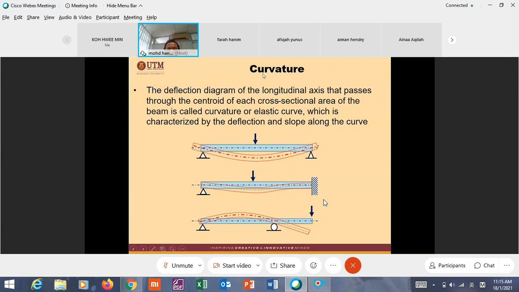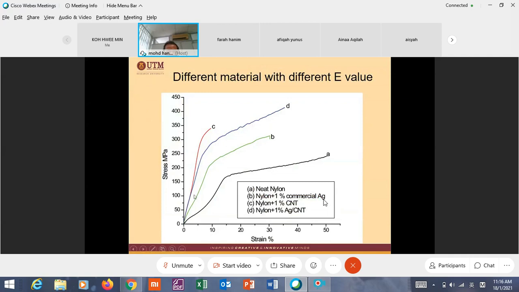The deflection calculation is based on the principle of curvature. What is curvature? In the next slide, the deflection diagram of the longitudinal axis that passes through the centroid of each cross-section area of the beam is called curvature. This is curvature. It is called the elastic curve, because it is still in the elastic area here.